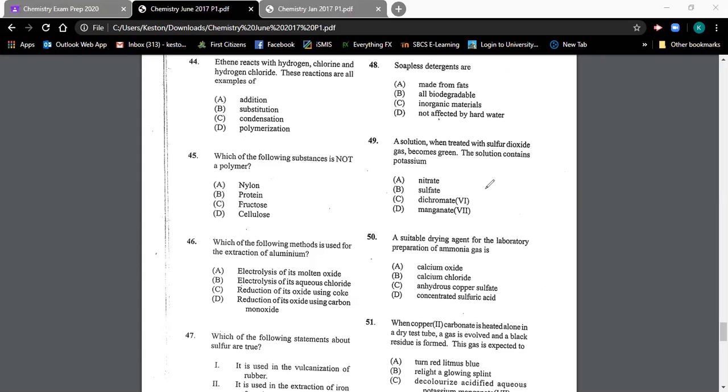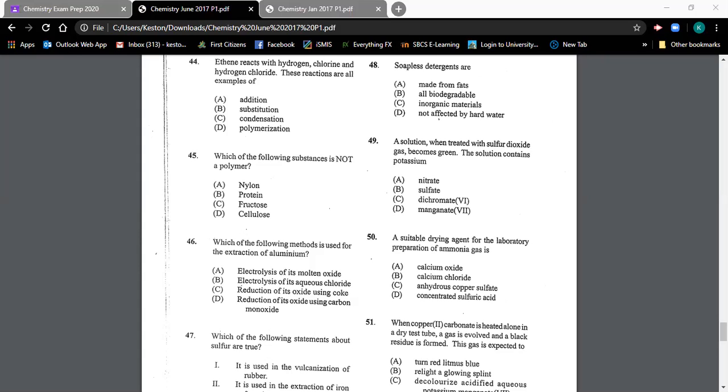So 50, preparation of gases. What is used as a drying agent? Start with calcium, so you can get rid of C and D one time. B, calcium chloride. Nah, it's the next one.